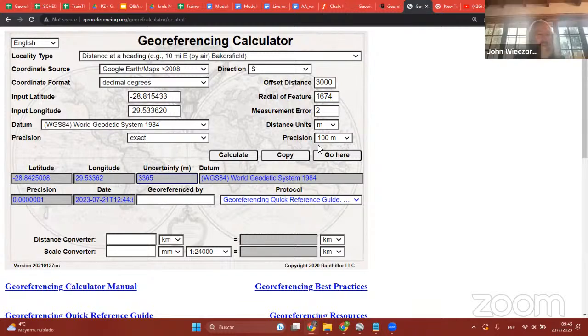May I make an observation here while you've got that calculator up? Yes. So the row where that uncertainty is given, there are 4 boxes: one for latitude, longitude, uncertainty, and datum. Those 4 boxes contain the minimum best practice georeference. You need those 4 things. And the rest is good to have. But those are the minimum.